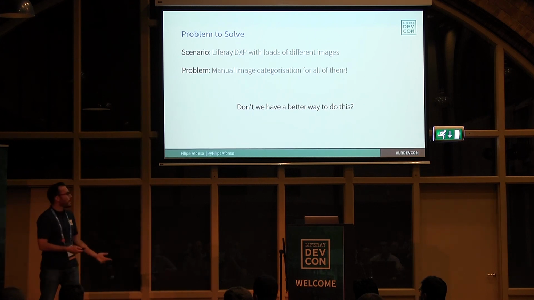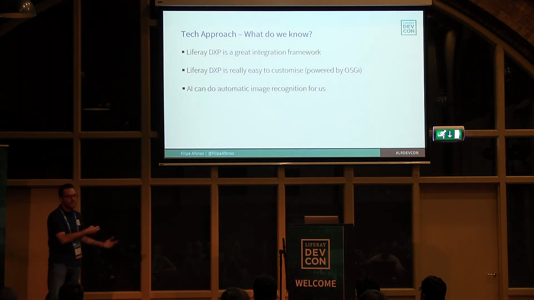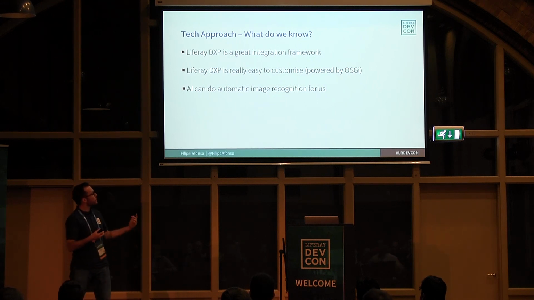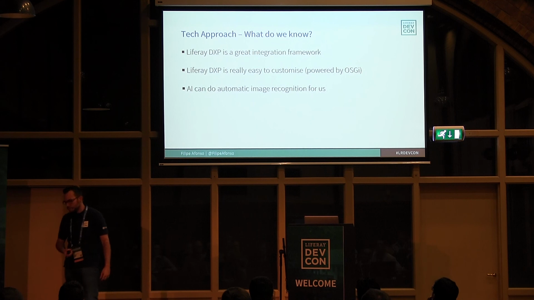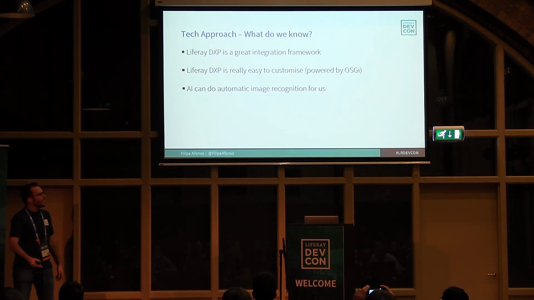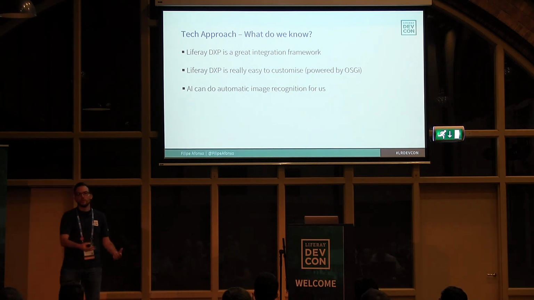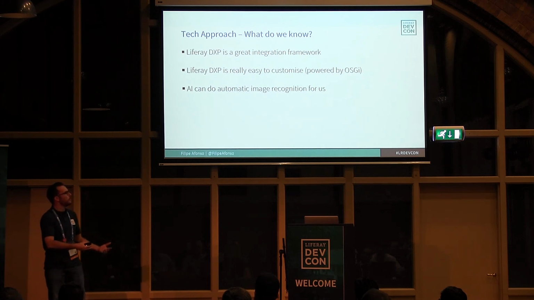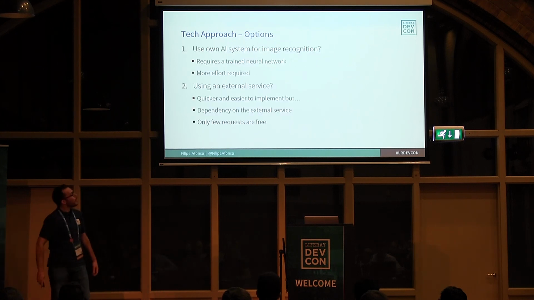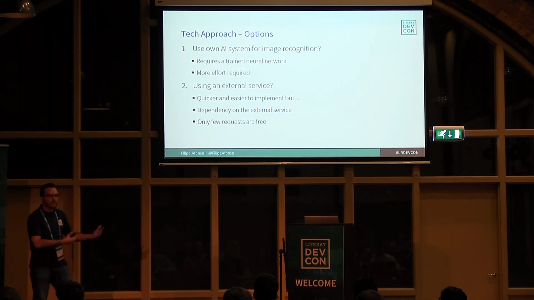Well, we believe that we have, of course. And so what do we know today? We know that machine learning can do automatic image recognition for us, right? We also know that Liferay DXP is a fantastic integration tool, and really easy to extend and customize. Especially now with the OSGI framework, it's even easier to add your own code as a module and deploy that in Liferay DXP. So with that in mind, we have some options we need to consider before implementing these use cases or these kind of features.